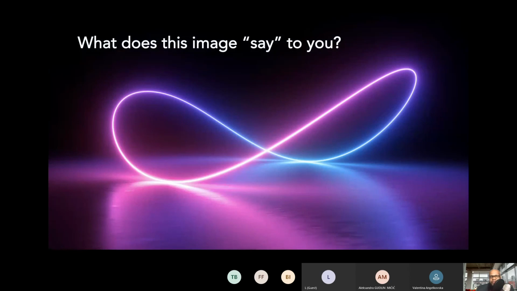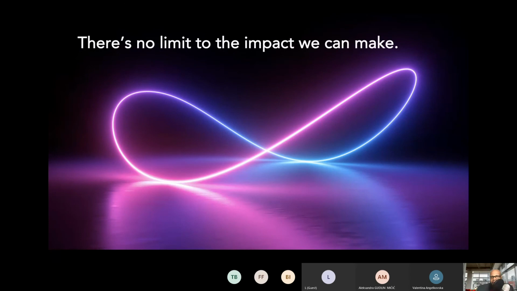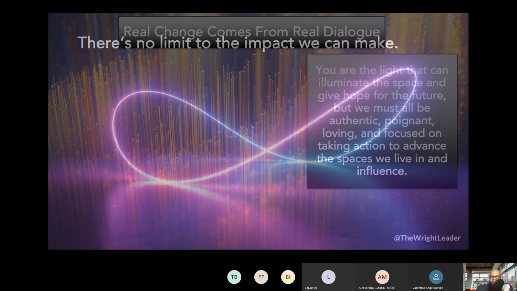What does this image say to you? We talked about infinity, being infinite, limitless, without bounds. And really, this is what I want to share with you in closing. There's no limit to the impact that we can make.